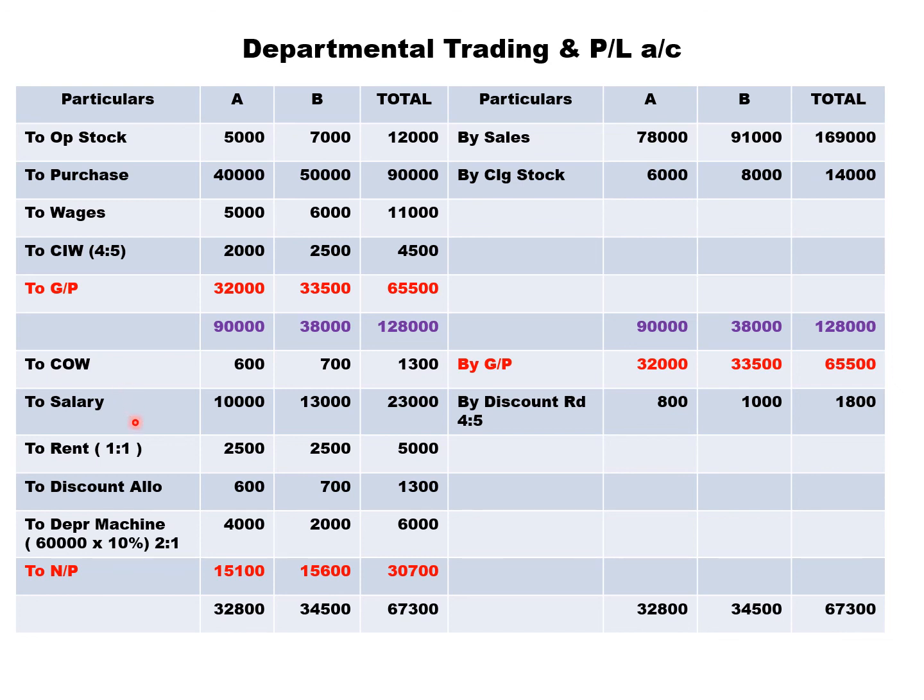Salary they have given you separately. Rent to be distributed equally 1:1 as per adjustment number 1. Discount allowed to be distributed in sales ratio. Depreciation on machinery 60,000 into 10%, you get 6,000. Distribute 2:1 as mentioned in the question. So you get net profit 15,100, 15,600 and total 30,700.